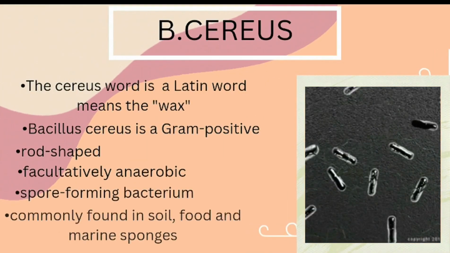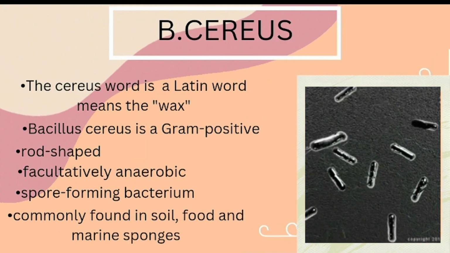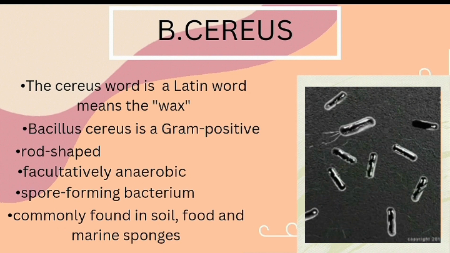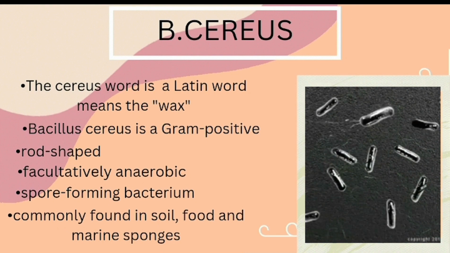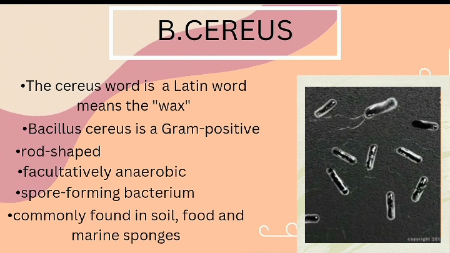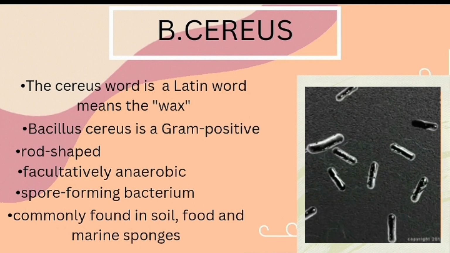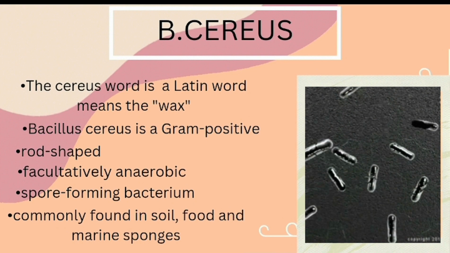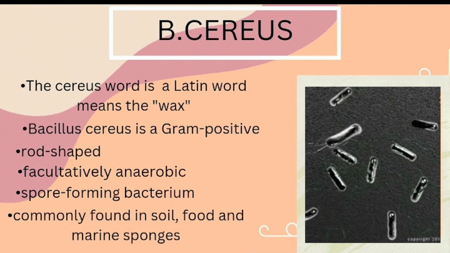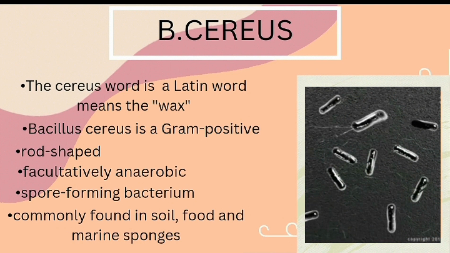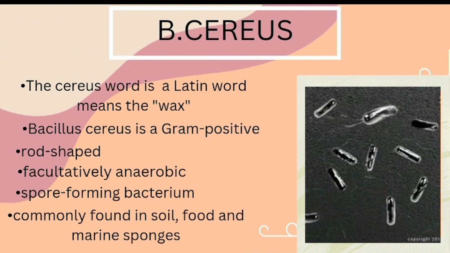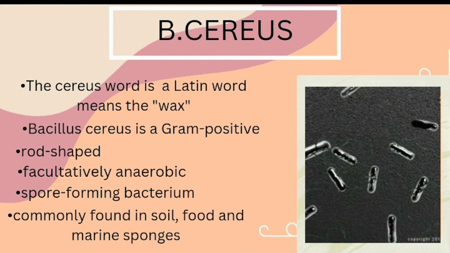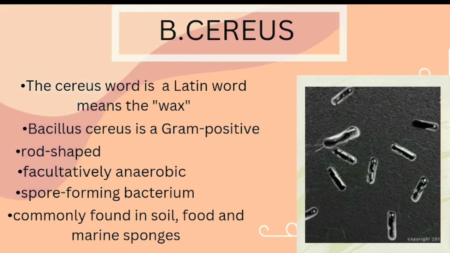So here is another type of Bacillus which is very important to be discussed. The Bacillus cereus. Cereus is a Latin word which means wax. Bacillus cereus is a gram-positive bacteria. It is rod-shaped in structure. It is a facultative anaerobe and a spore-forming bacterium. Commonly found in soil, food and marine sponges.